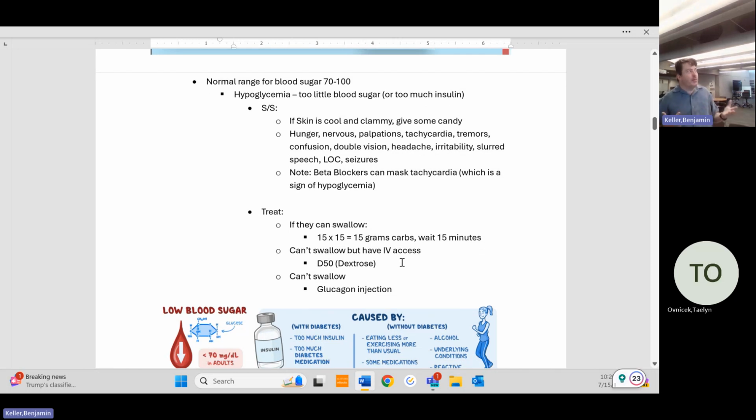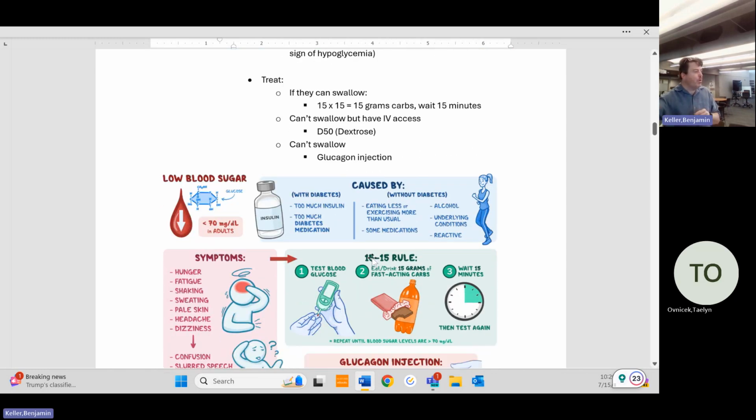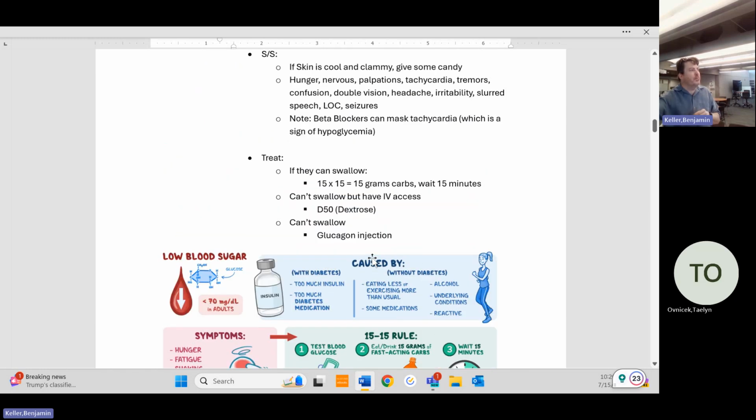So, how do we treat hypoglycemia? Well, if they can swallow, you want to give them 15 by 15. So that's 15 grams of carbs, and then you want to wait 15 minutes. Those are going to be things like a couple of hard candies. Often you'll see like 4 ounces of orange juice in the hospital. So you give them 15 grams of carbs, wait 15 minutes, and reassess them.